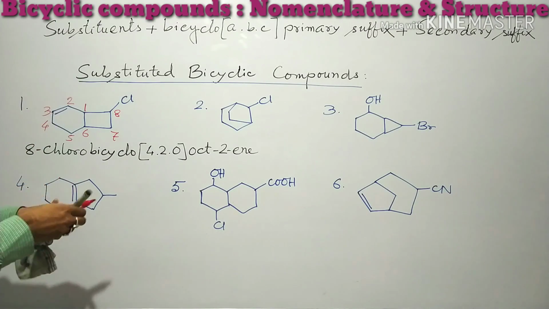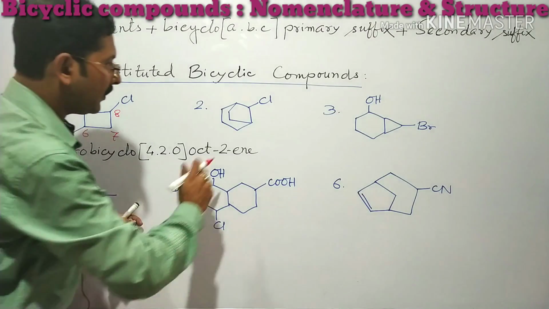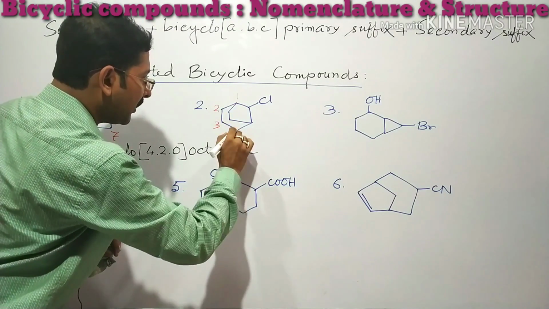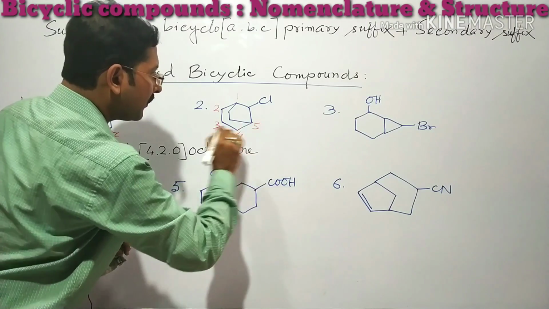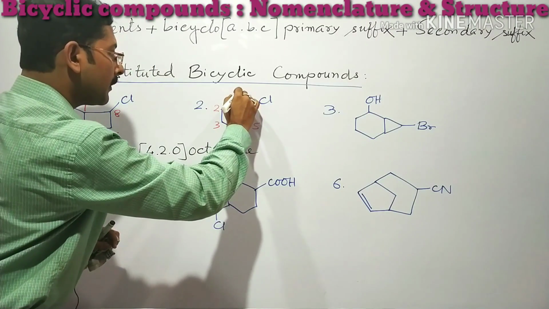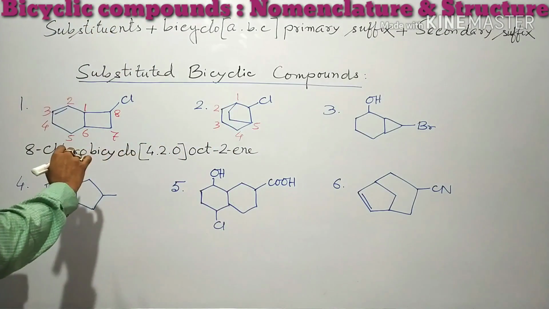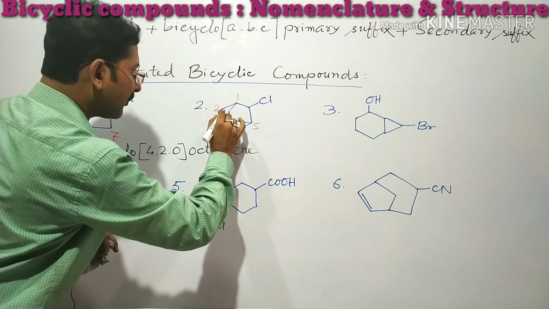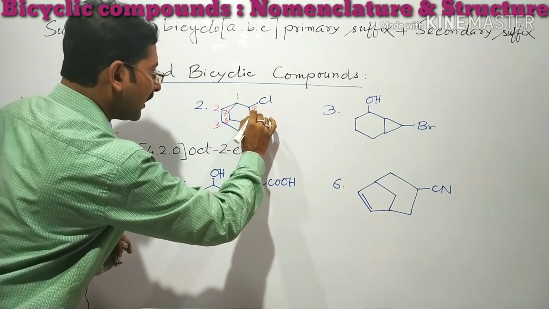Next, you have to number first. This is the carbon number 1. This is 2, 3, 4, 5. Now this is your 6, 7 and this is 8.